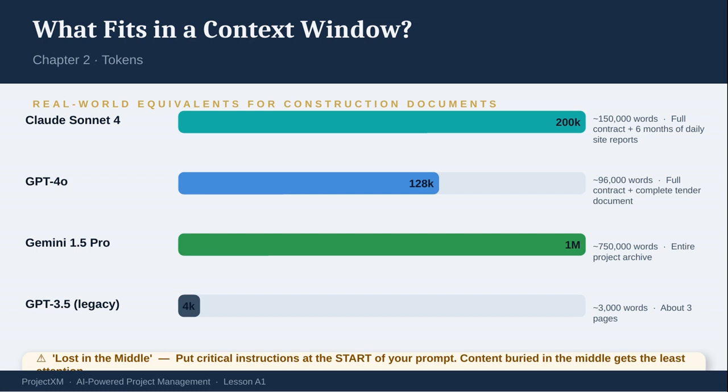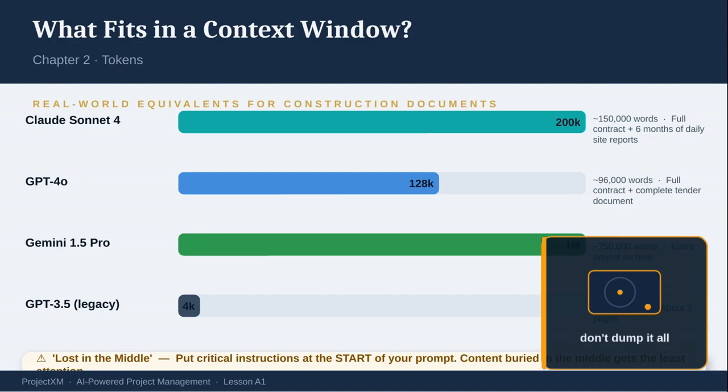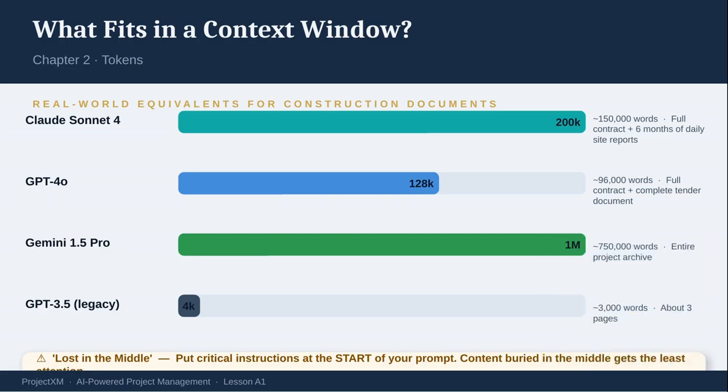Those context windows are expanding pretty rapidly, though, aren't they? Oh, massively. The material notes that modern models can handle upwards of 200,000 tokens simultaneously. Which is huge. Yeah, to put that scale in perspective, that is roughly equivalent to uploading a full standard contract, plus all the technical annexures, plus 6 entire months of daily site reports, all processed in seconds. It's mind-boggling. It is, and my immediate instinct reading that is, fantastic, I'm just going to dump my entire project hard drive right into the prompt. The more background the AI has, the better.